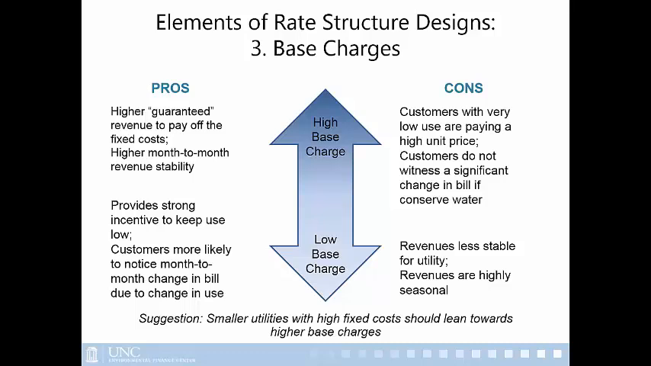So a utility trying to encourage conservation might find that the price incentive they set by having a low base charge and a high volumetric rate might outweigh the revenue stability side of the objectives for the utility. For a lot of small utilities, you have a lot of fixed costs, and those are very, very high fixed costs unless you're a purchase system. And you have very few customers to pay for those fixed costs. So having a higher base charge for the small customer base is probably a good starting point to consider when you're setting your rates.